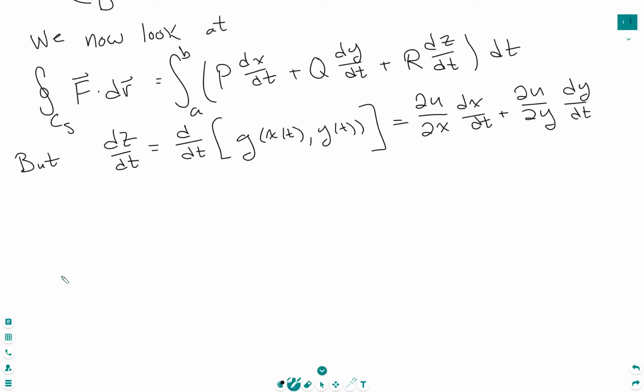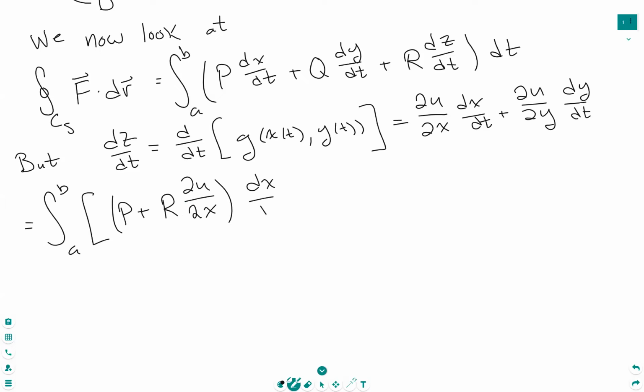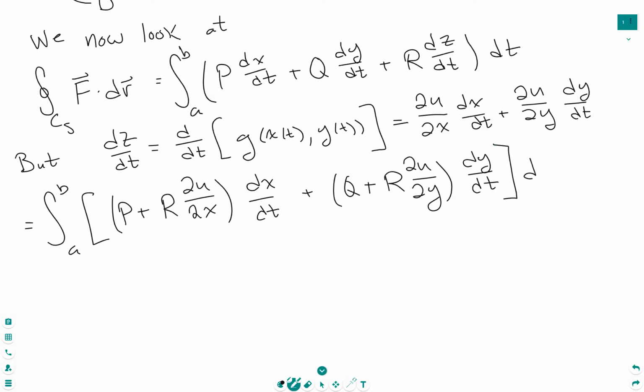So what we could do is rewrite our line integral as the integral from A to B of (P + R ∂u/∂x) dx/dt plus (Q + R ∂u/∂y) dy/dt dt. So all we did is substitute this dz/dt in, and group terms with the dx/dt and the dy/dt.